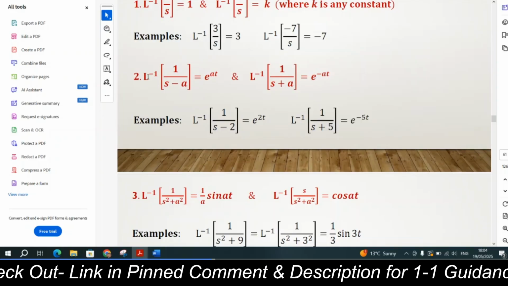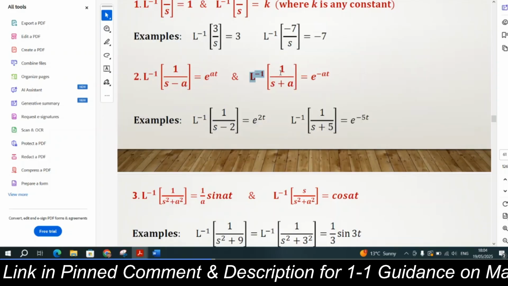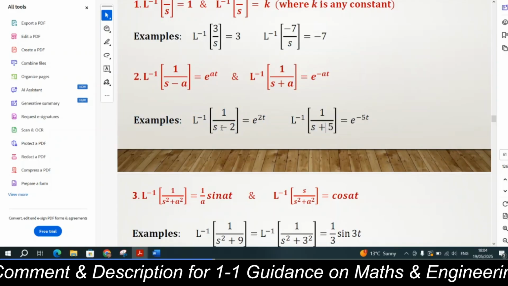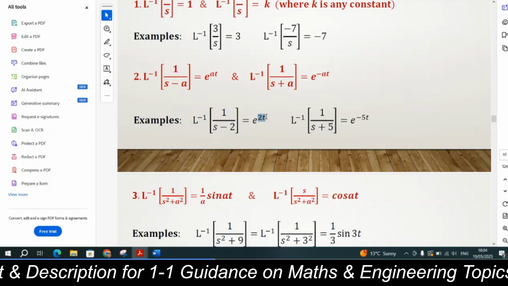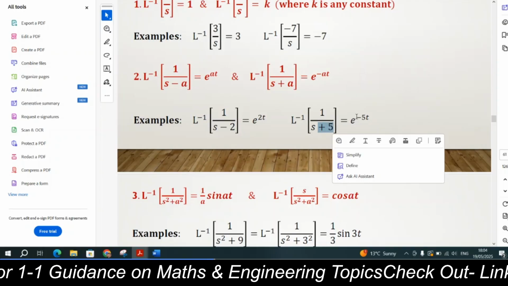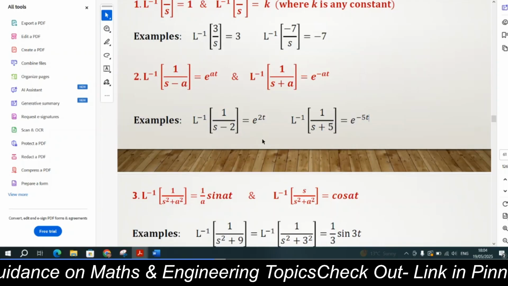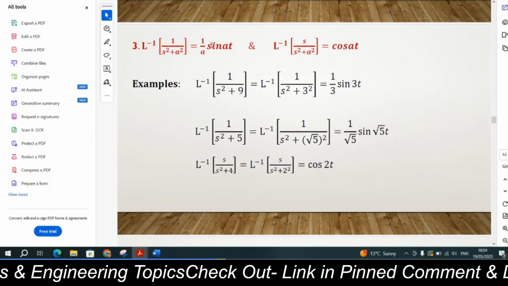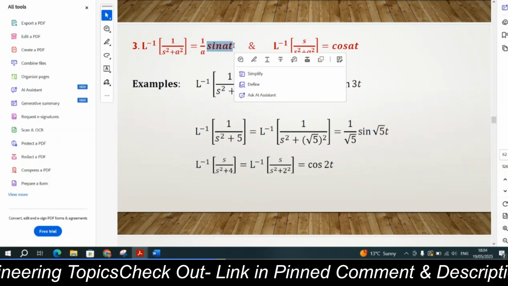Now we know the Laplace transform of e raised to at is 1 over s minus a. Laplace transform of e raised to minus at is 1 over s plus a. So similarly, inverse Laplace of 1 over s minus a is e raised to at. Inverse Laplace of 1 over s plus a is e raised to minus at. And these are the examples. S minus 2, since it is minus, you have a positive number in the power of the numerator. I mean the power, yeah, and since it is plus, it will be a -5 over here.